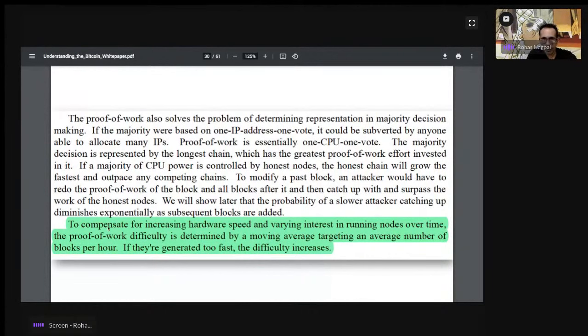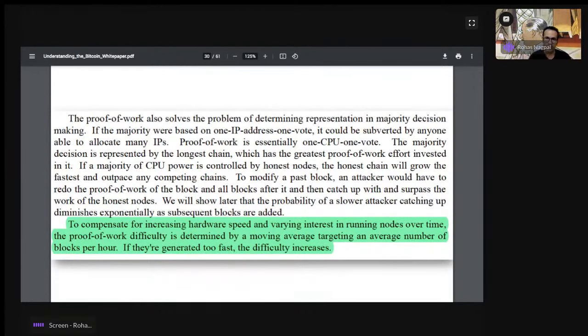Now here, there's another point. Let's look at the green part again. To compensate for increasing hardware speed and varying interest in running nodes over time. That means the Bitcoin white paper was written in 2009. Every year hardware speeds are going up. Nobody knew at the time when the white paper was created how many people would want to run nodes. So the interest of people may change. When Bitcoin rates go up, more people want to mine.